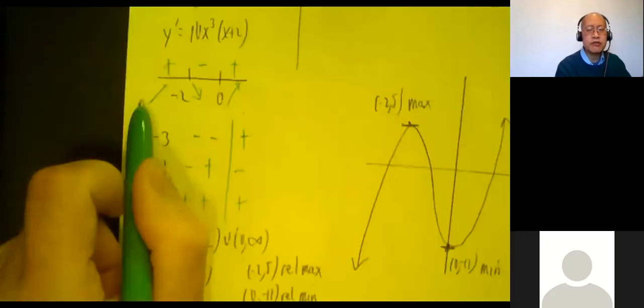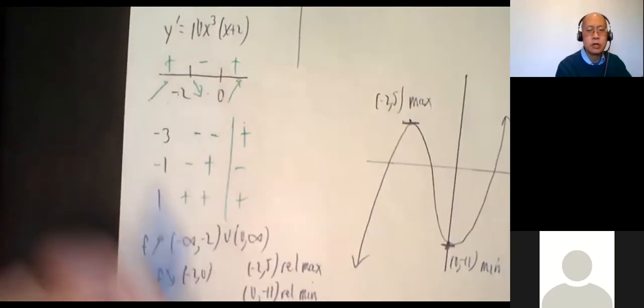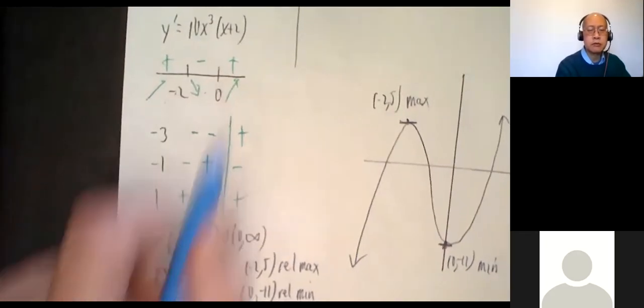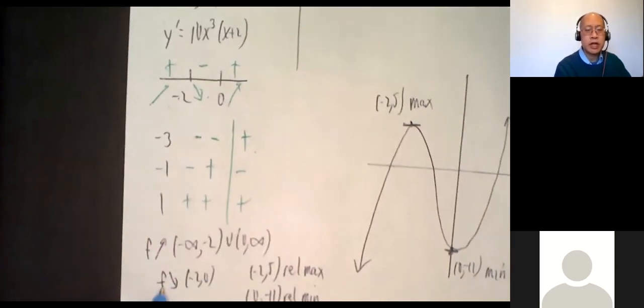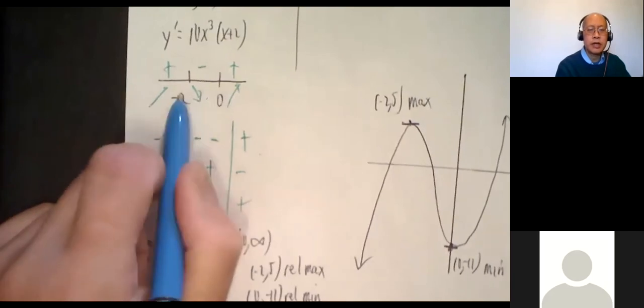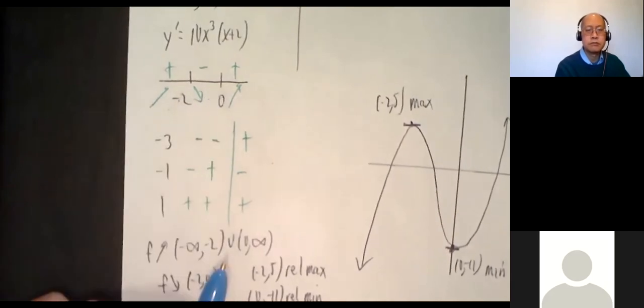F is increasing from negative infinity to negative 2, union, meaning more than one interval, 0 to infinity. And the function f is decreasing only between negative 2 and 0.